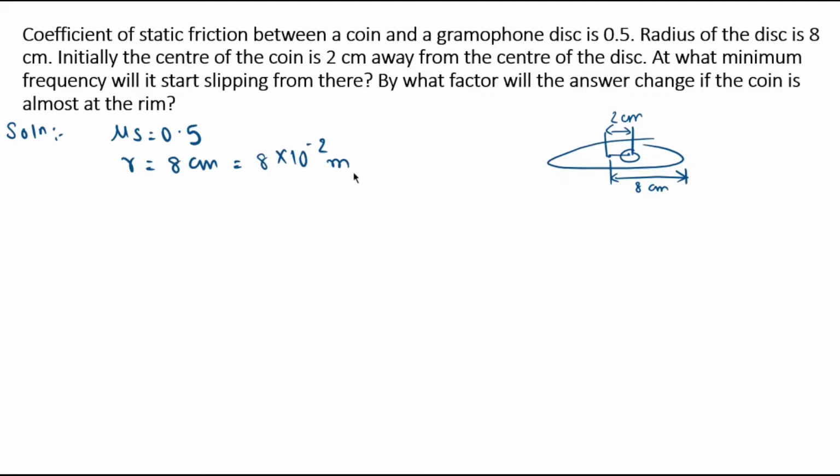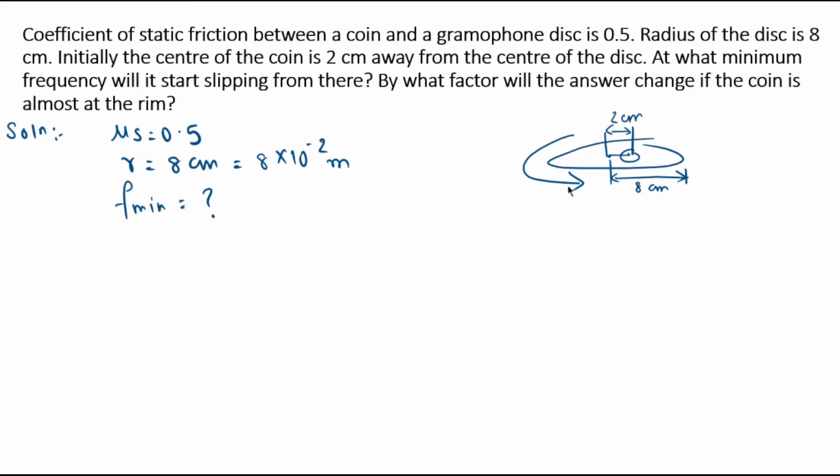We need to calculate the minimum frequency at which the coin will start slipping. That is, when this gramophone disc is rotated, it will revolve with some frequency, and as the frequency increases, at a point the coin will start to slip away. So we need to calculate at what minimum frequency the coin starts to slip away, that is f minimum.